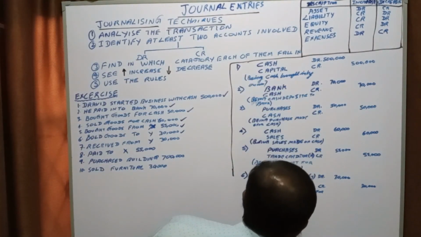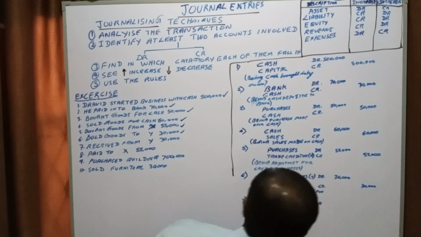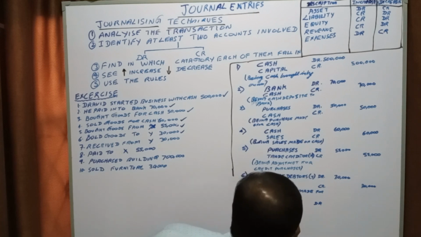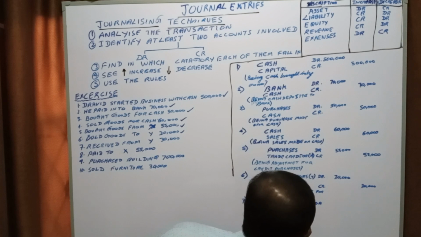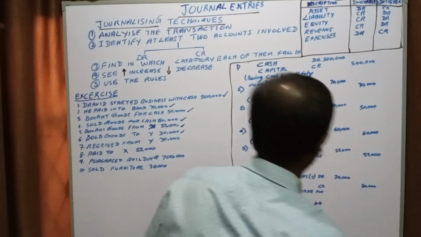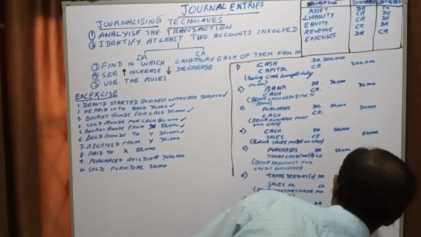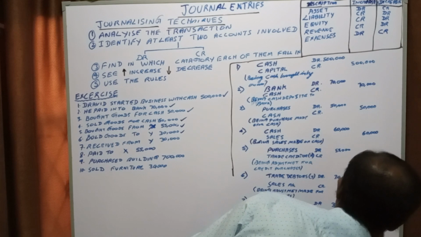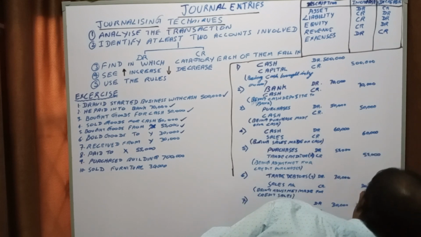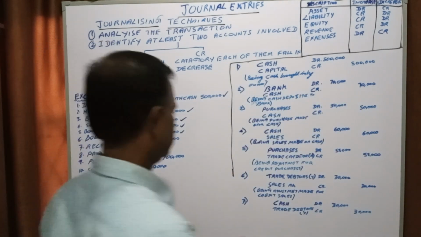Okay. Cash account debit, trade debtors, that means Y is credited. Okay. How much? 30,000. Being cash settled by the debtors.